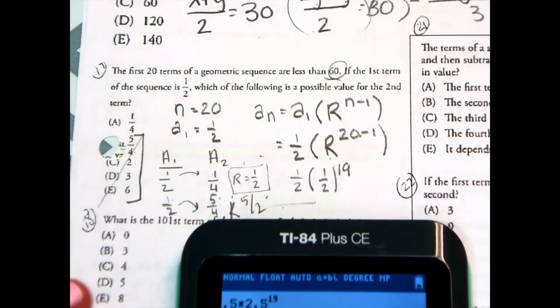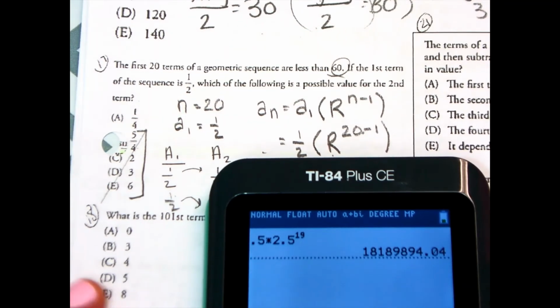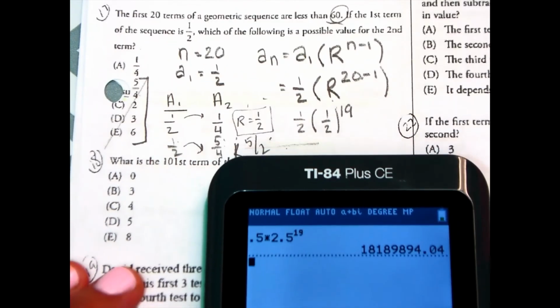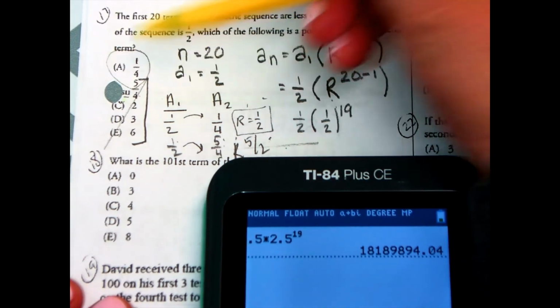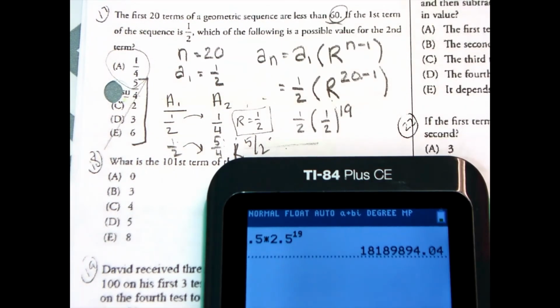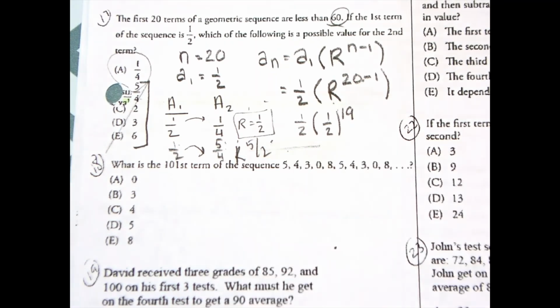That's huge. Oh, I'm sorry, you can't even see it. That's huge. The 2.5 is our ratio, and that is way too big. That number is bigger than 60. So it has to be option A because those numbers are smaller. The 20th term is less than 60.